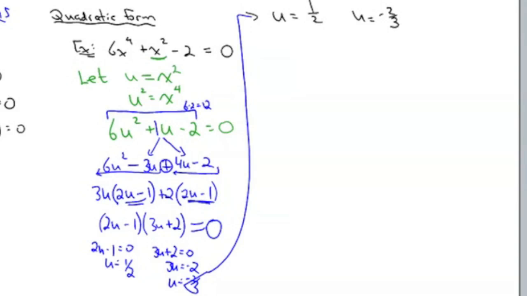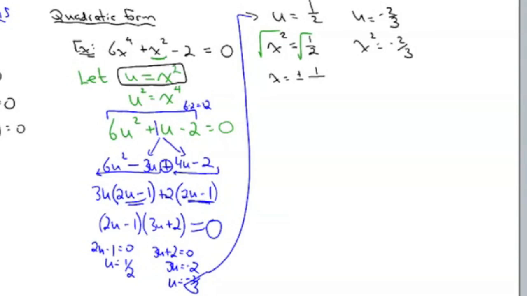What's u equal to? X squared. You have to go back to the first substitution you made up here. So replace u with x squared, and you get x squared equals 1/2, and x squared equals -2/3. And solve both of those little equations. How do I solve the first one? Square root both sides. And x equals plus or minus 1 over the square root of 2.